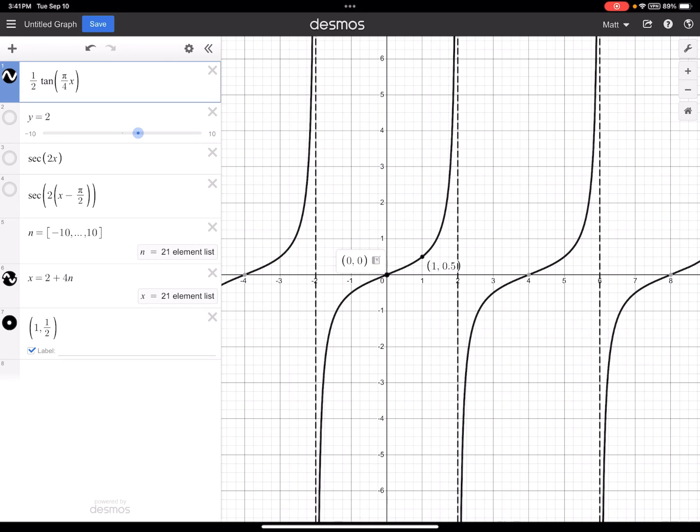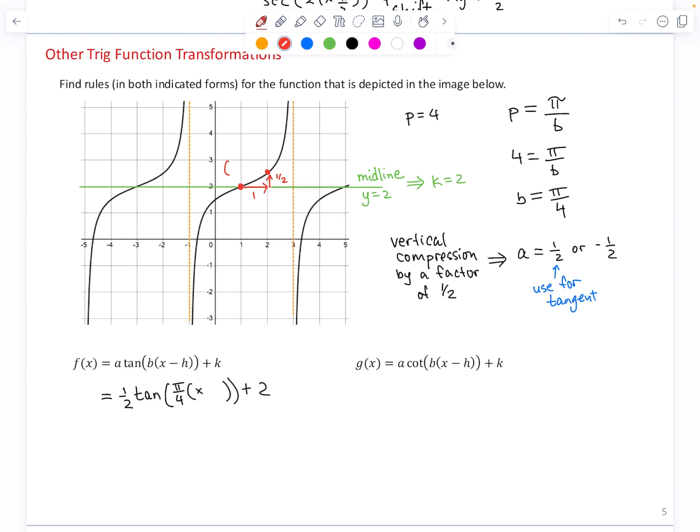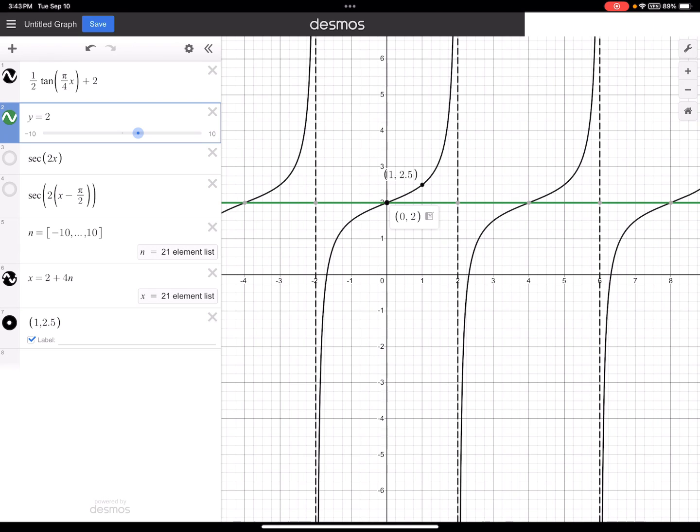Now let's do the vertical shift up 2. So the midline goes with it, and we have the inflection point at 0, 2, and that other critical point at 1, 2.5. So again, from the inflection point, go right 1 and go up only 1/2. Now we compare this graph to this graph where we have an inflection point at 1, 2, which means the entire graph needs to be shifted right 1.